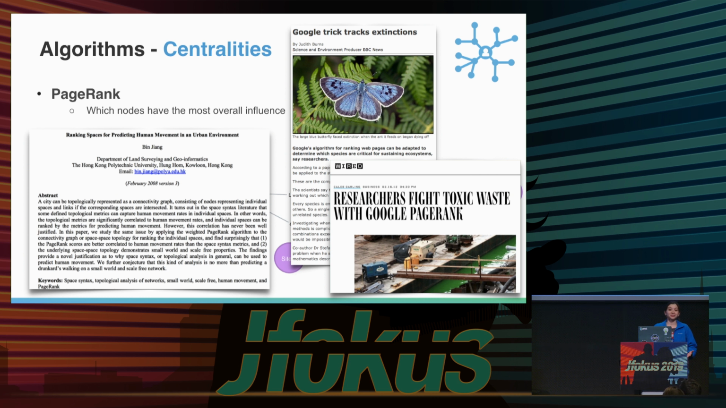So it's being used to fight toxic waste. A little anticlimactic there, but I don't know exactly how they're using PageRank to fight toxic waste, but it's still a pretty interesting use case, nonetheless.